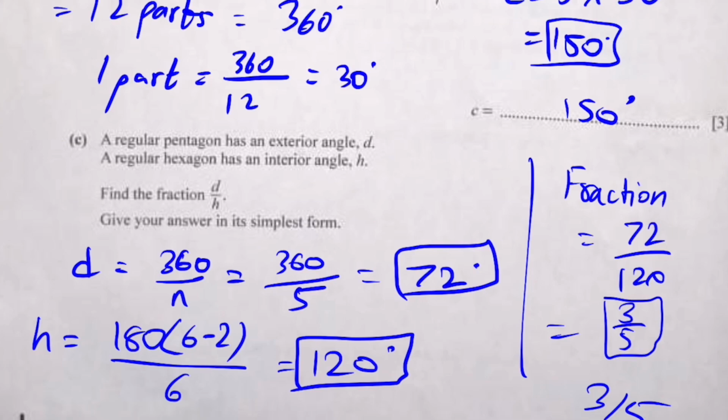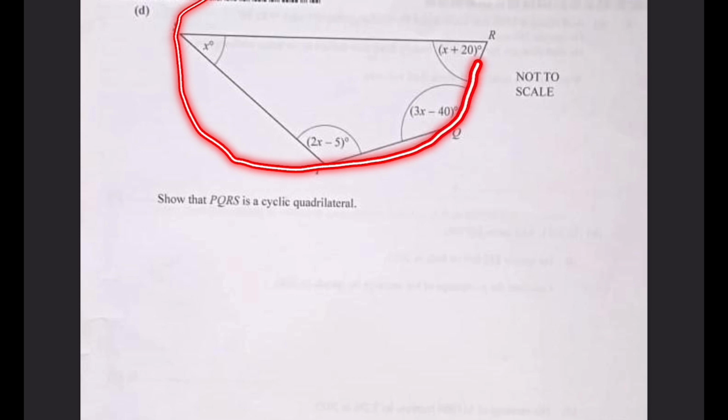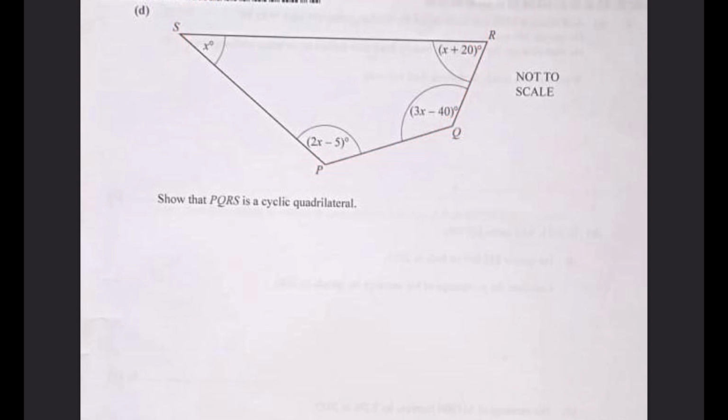Let's go to part D. Show that PQRS is a cyclic quadrilateral. So if it's a cyclic quadrilateral, that means you can draw a circle, and this quadrilateral has all 4 corners on the circle. I know what I've drawn is not a circle. There's no space above the paper to draw it, but if you draw a perfect circle, it's possible to get this quadrilateral. So all 4 corners, P, Q, R and S, will be on the circumference of the circle. That's the meaning of cyclic.